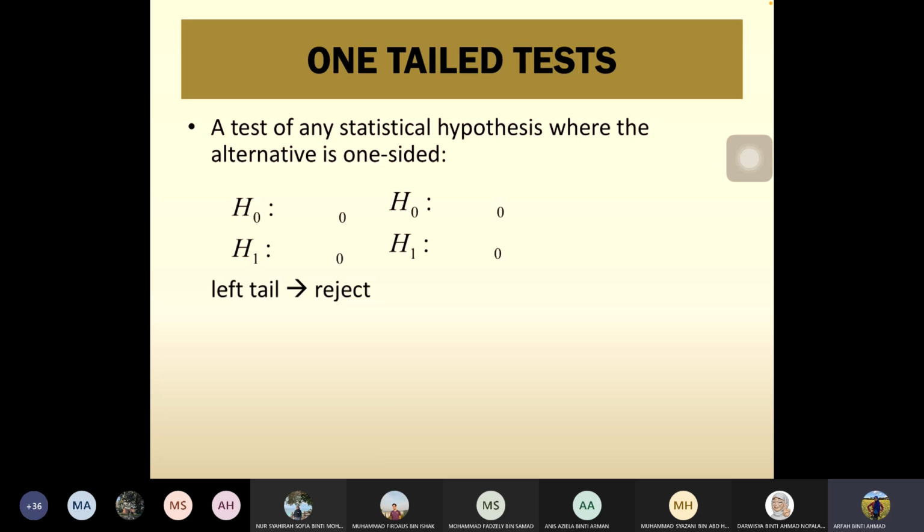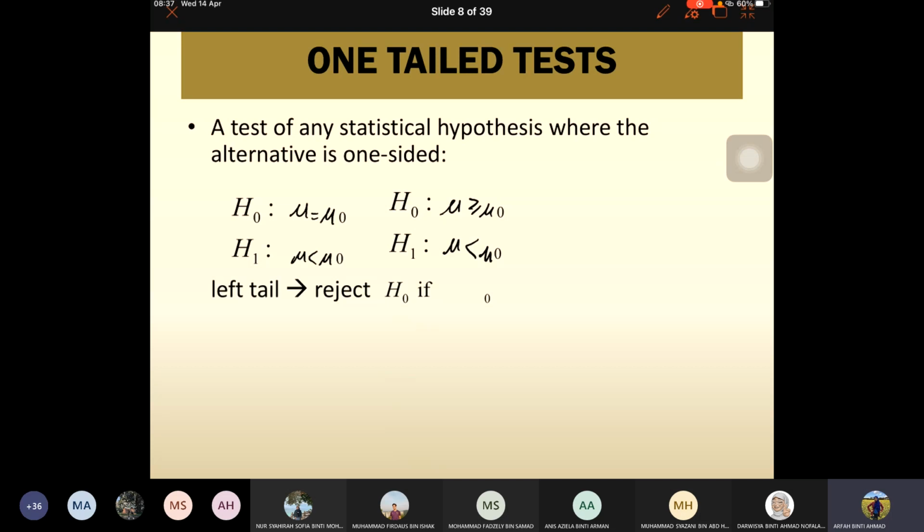So where the alternative is one-sided, meaning that for this example, we are testing the mean mu equal to mu naught or mu less than mu naught, or you have mu greater than mu naught versus mu less than mu naught. Okay, so meaning that the population parameter equals the mean that we want to test. So why does it become one tail?